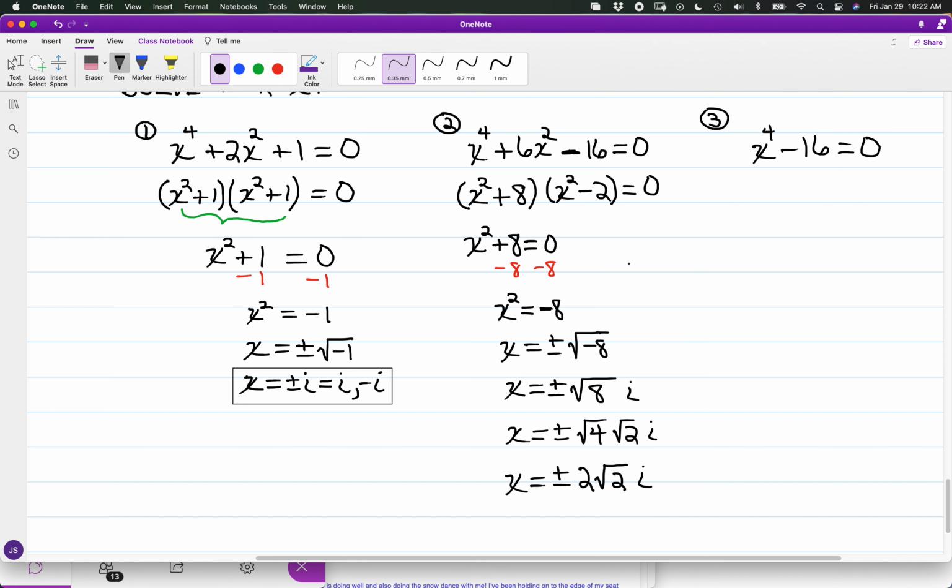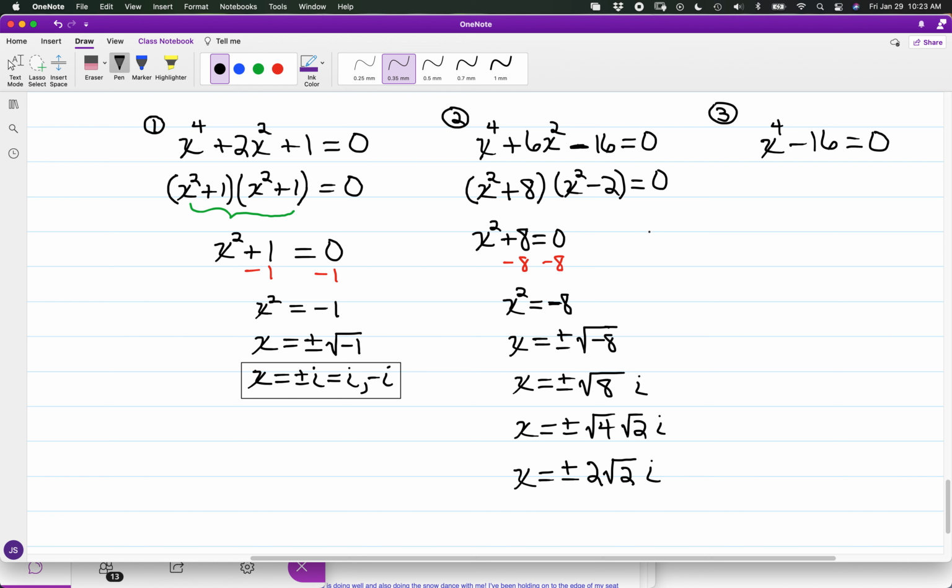Now for the other factor, we have x squared minus 2. And if I set this equal to 0, this time we have adding 2 to both sides.